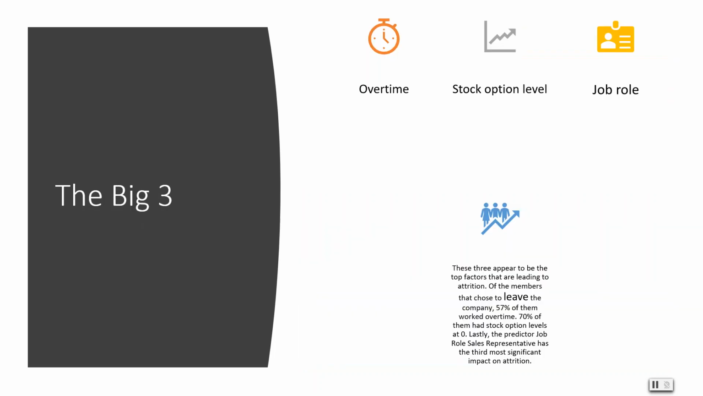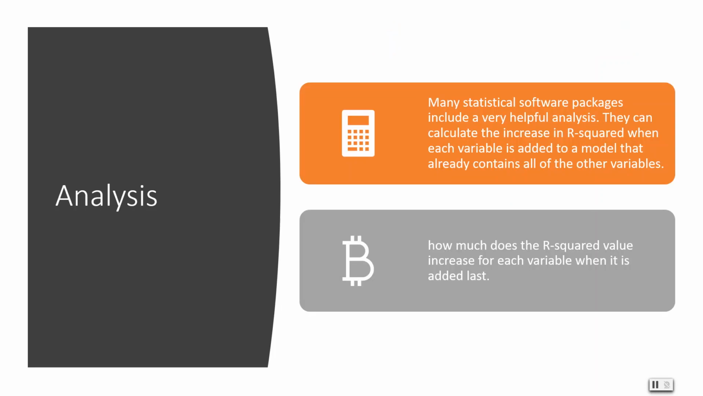Right off the bat, I found that overtime, stock option level, and job roles seemed to be the most significant factors that led to attrition. I say this based on the fact that 57% of the members that did leave worked overtime, 70% of them had stock option levels at near zero. And I also found that the job role of sales representative had a significant impact on attrition.